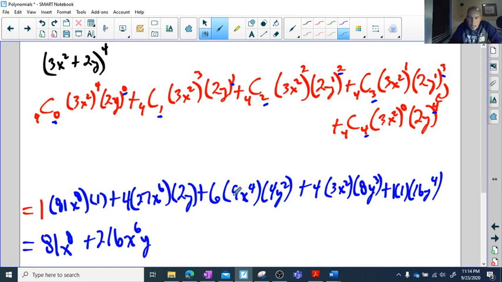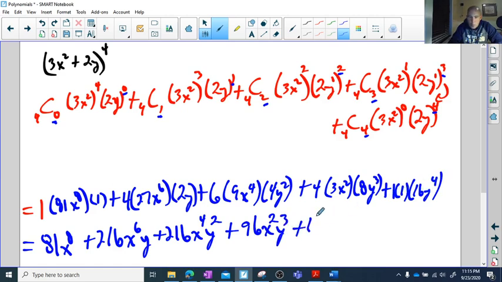Where am I at? So 9 times 6, so 54 times 4. So 50 and 4 is 200, so that's 216 x to the 4th y squared. Plus 4 times 3 is 12. 12 times 8 is 96 x squared y cubed. 16 y to the 4th. So this one's just 16 y to the 4th.